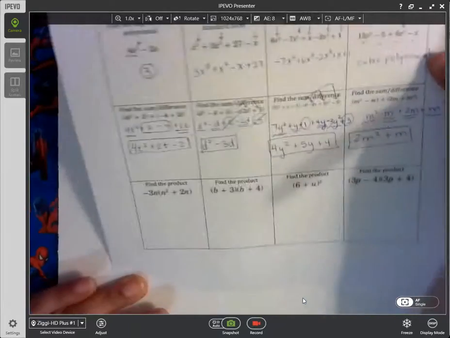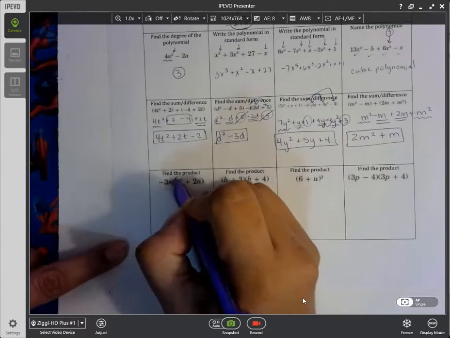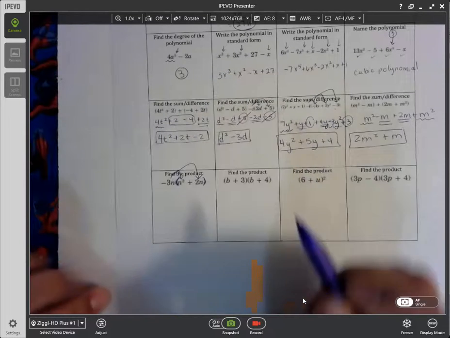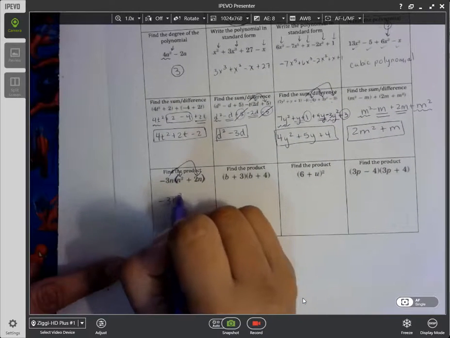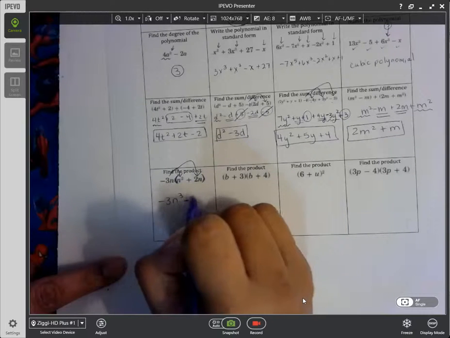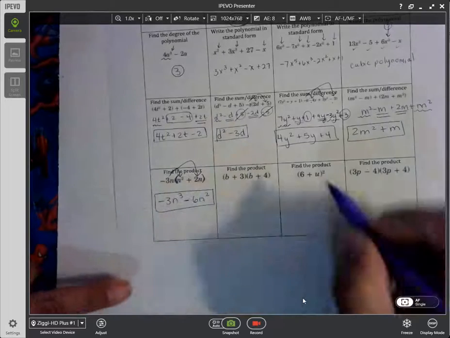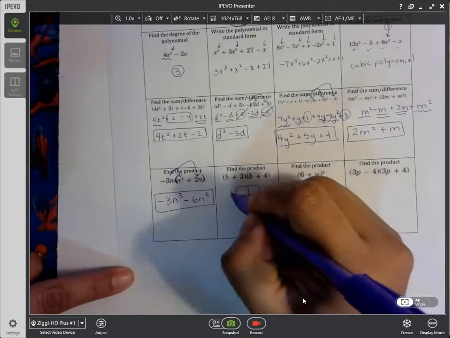Finding the product. This is a multiplication because of the parentheses, so we're going to go ahead and distribute. Negative 3n times n squared is negative 3n cubed. Negative 3n times 2n is negative 6n squared. This is a product of a binomial, so we're going to box it.